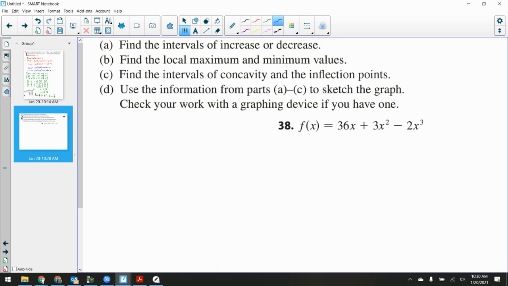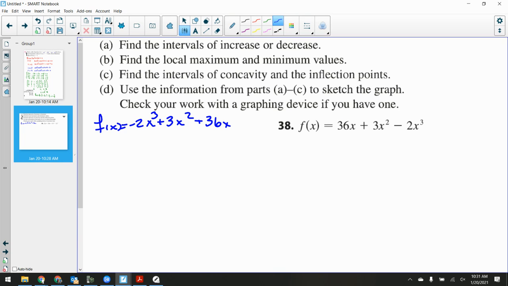Okay, so find the intervals of increase and decrease, find the local max and min, find the intervals of concavity and inflection points, use that information to sketch. I have no idea why, but it just looks weird that it's not in standard form, so I'm going to put it into standard form real quick. So f of x is equal to negative 2x to the third plus 3x squared plus 36x.